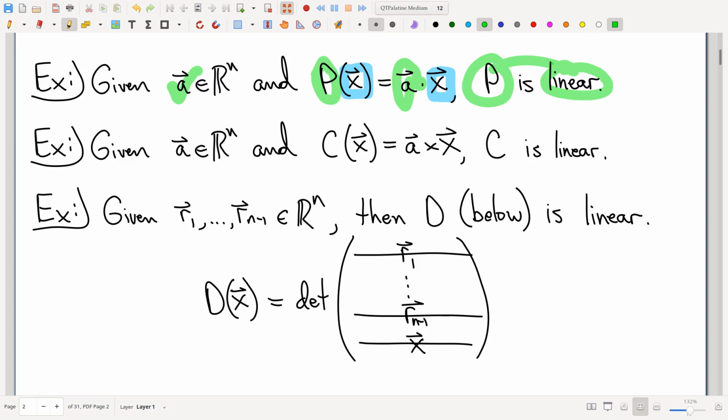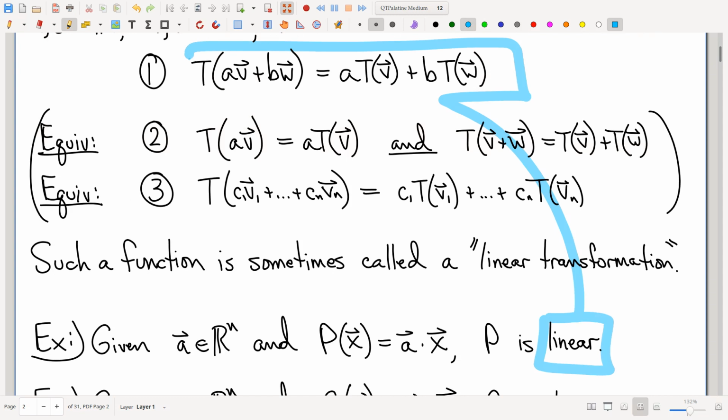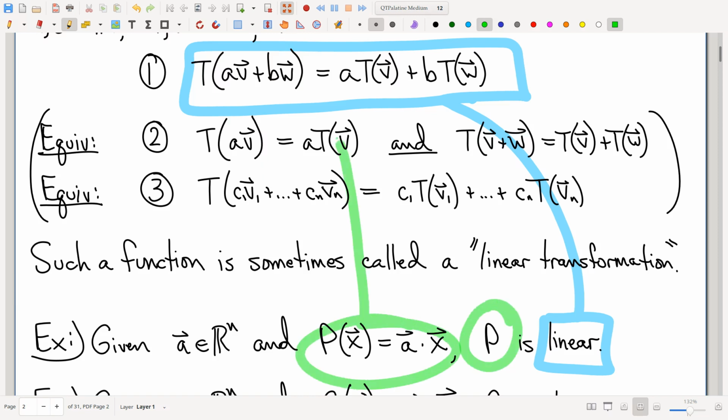How do we know this statement is true? Well, reminder, this word linear means that condition right there. So if you want to check that p actually is linear, you take this formula and plug it into that condition and see if it works. Compute the left, compute the right. Do you get the same thing or not? How are you going to tell?